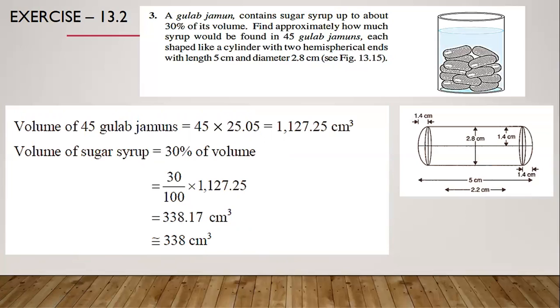Okay, so first we find the volume of one gulab jamun, then we multiply by 45, so we get the total volume. Now for sugar syrup we need 30% of it, so we calculate 30% of the volume, and then we get the final answer.